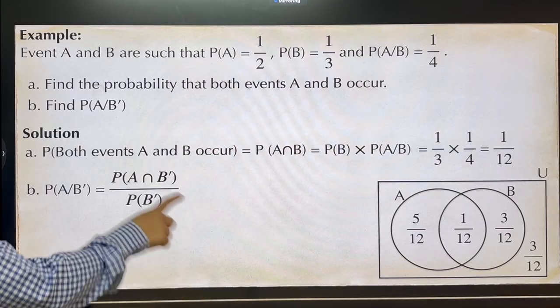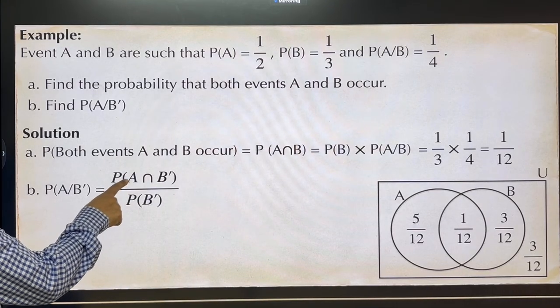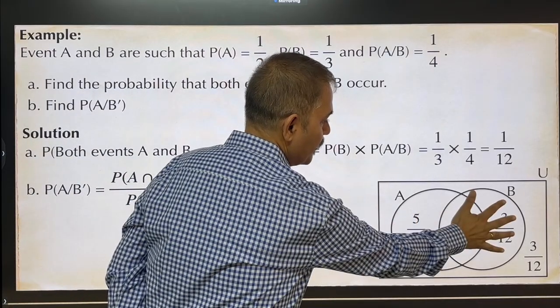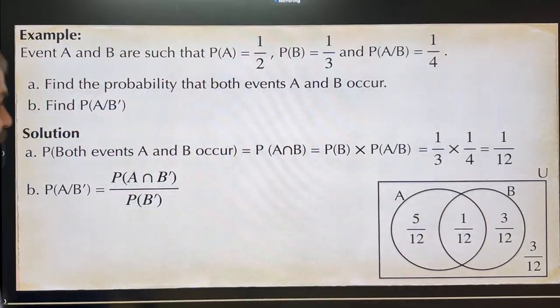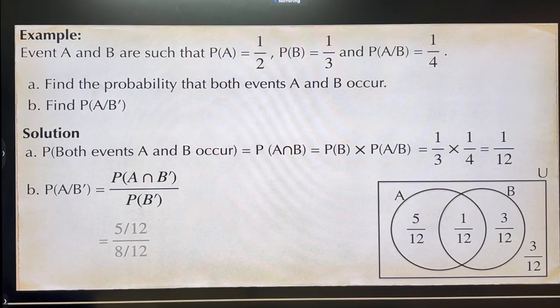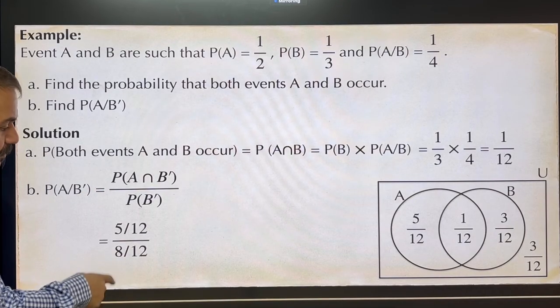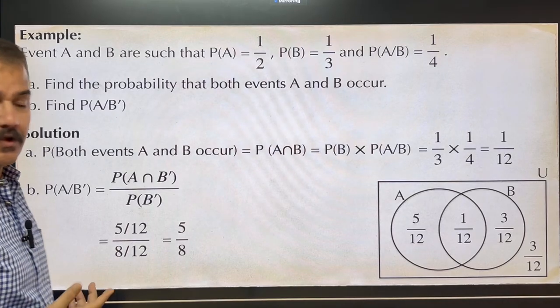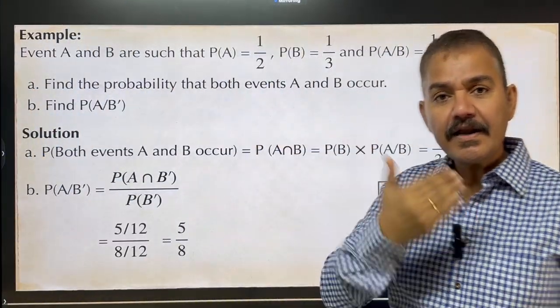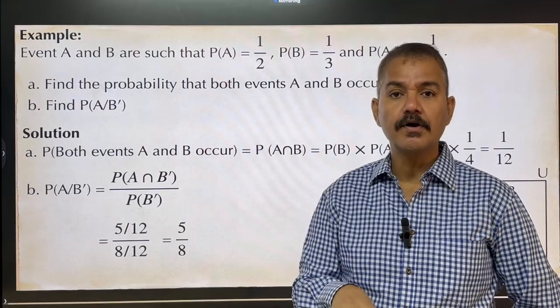Right? Now start. Probability of A intersection B prime is 5 upon 12. And B prime is out of B, 5 and 3, 8 upon 12. So you get 5 upon 12 over 8 upon 12. So 5 upon 8 is your final answer. So that's how we can solve a variety of questions based upon conditional probability.